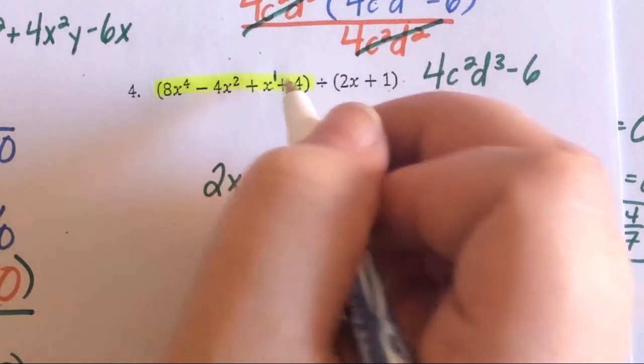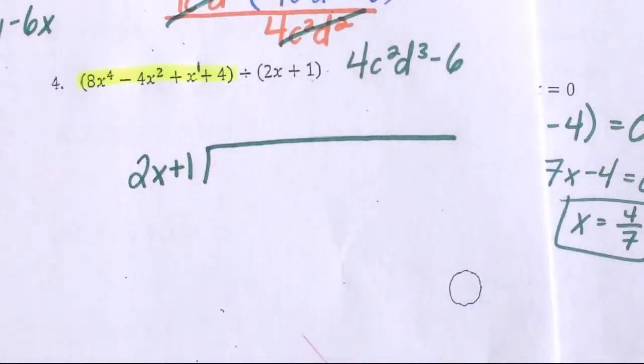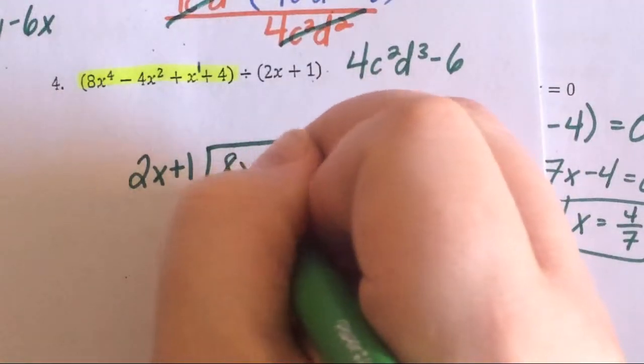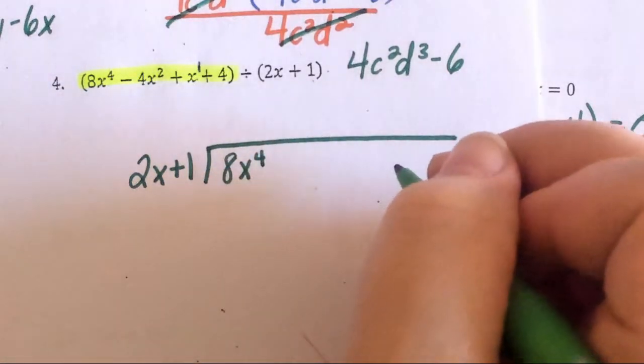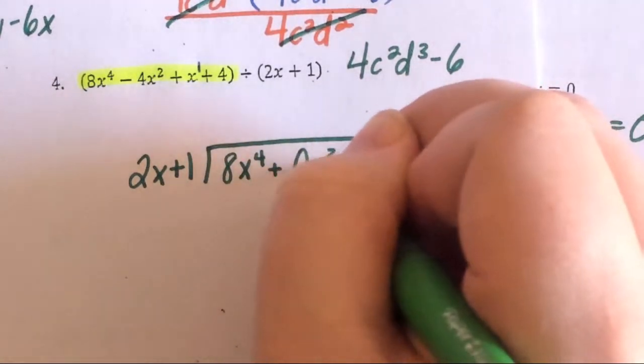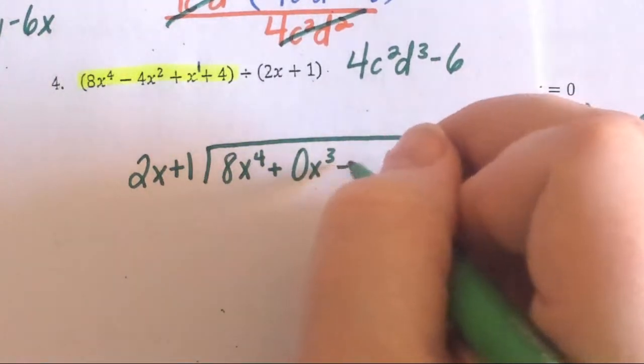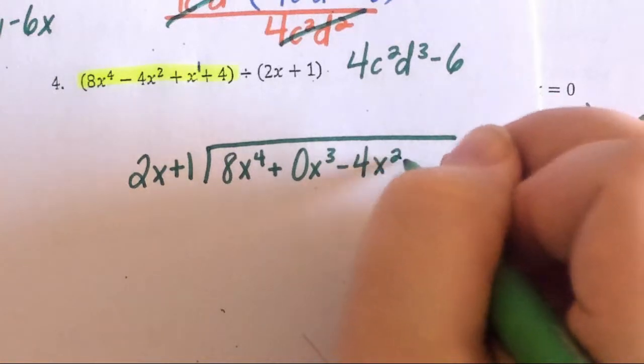Did it bother us? No. Is it going to be important now? Sadly, yes. So if I don't have one, I'm still going to put 8x to the 4th. I don't have any x to the 3rd, so I'm going to put 0x to the 3rd. That is a great question.